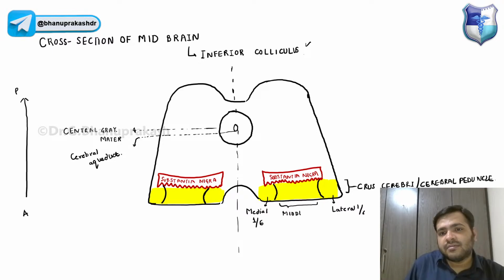How many parts out of 6 are now gone? 2 parts are gone, so 4/6 will be there. So I can simply say it is the middle 2/3 part, right?